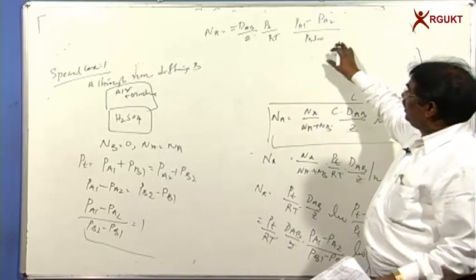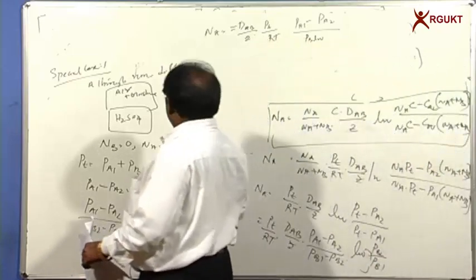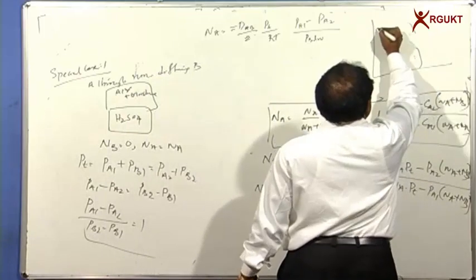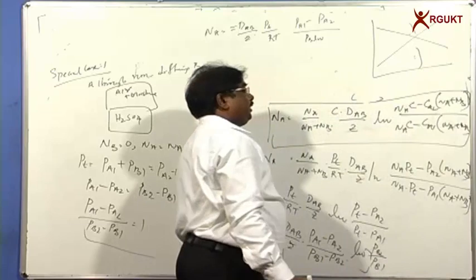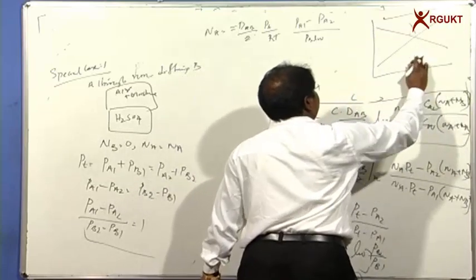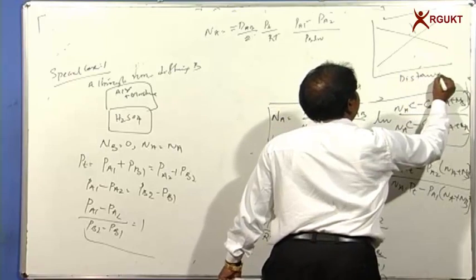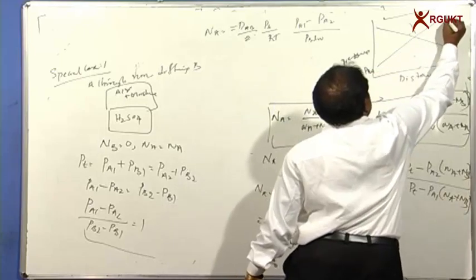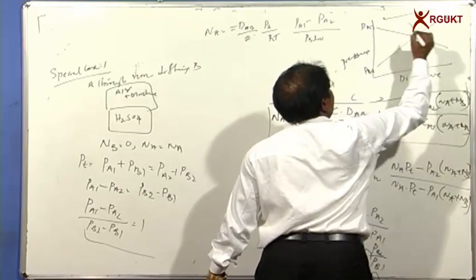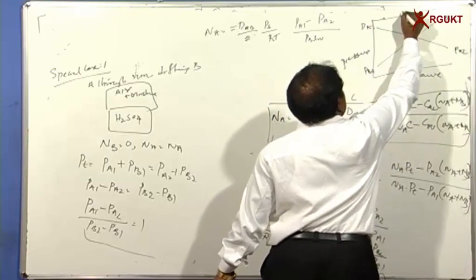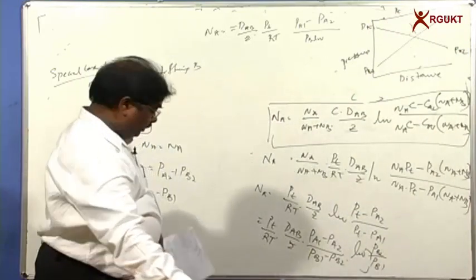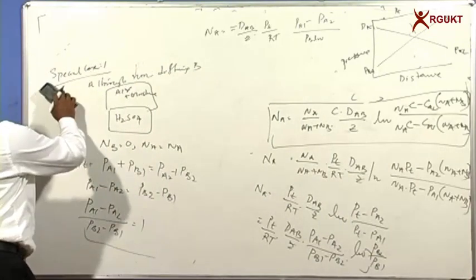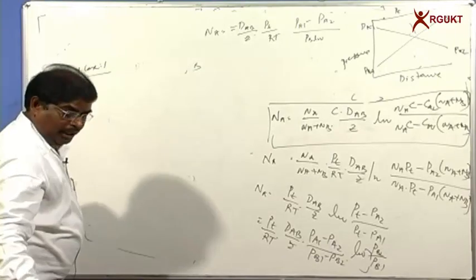Once you know the logarithmic pressure difference, one can calculate the flux of component A. If one represents this graphically, B is decreasing, A is increasing, and the total pressure remains constant. This may be distance, this may be pressure, and this is PB1, this is PB2, this is PA1, and this is PA2, and this is the total pressure PT. In many applications in chemical engineering we are going to come across this, and we can calculate it. Another special case is equimolar counter-diffusion.